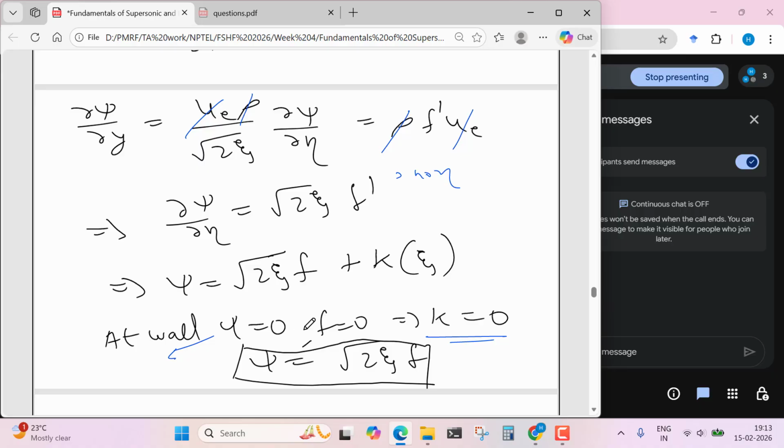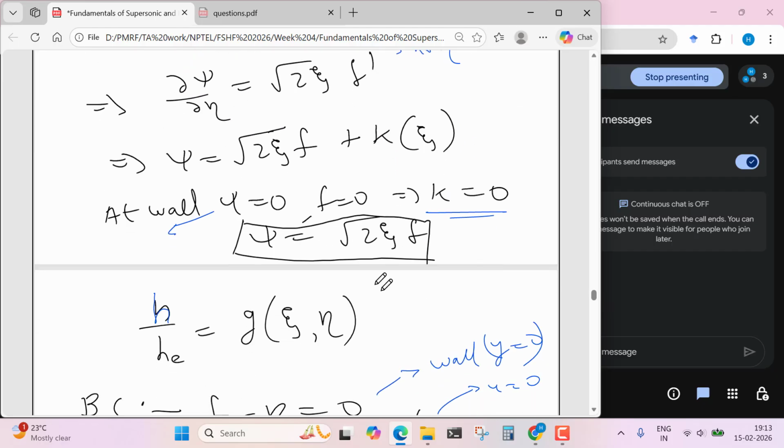What will happen for f? f will also be 0. This f is 0 from the v equal to 0. So if you put ψ equal to 0 and f equal to 0, we will get k equal to 0. So ψ equal to √(2ξ) f.